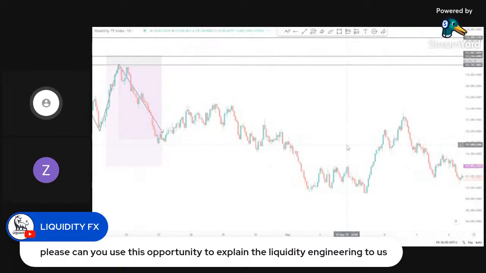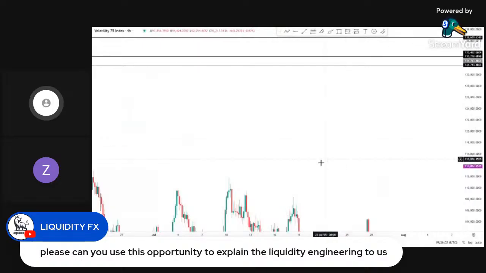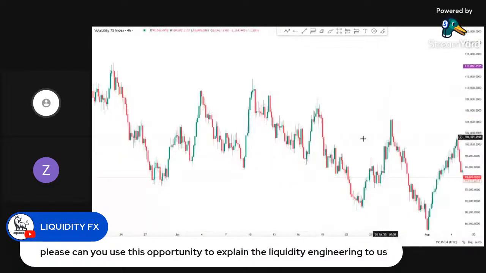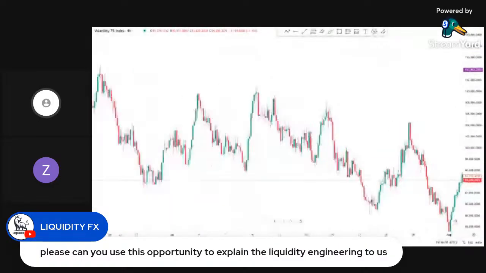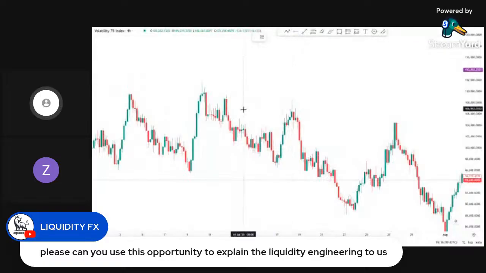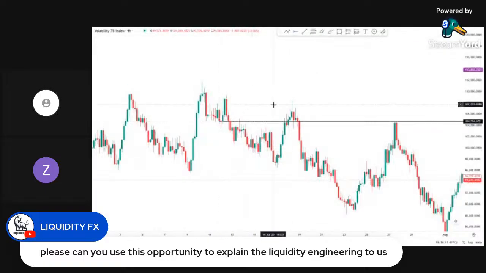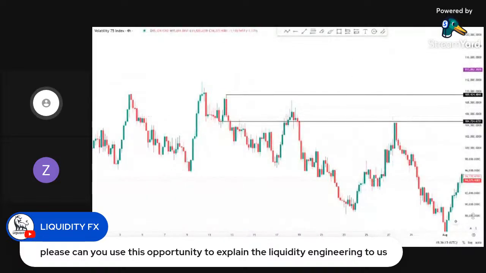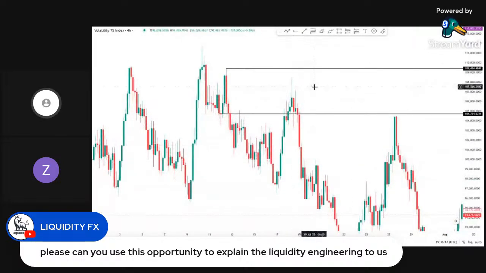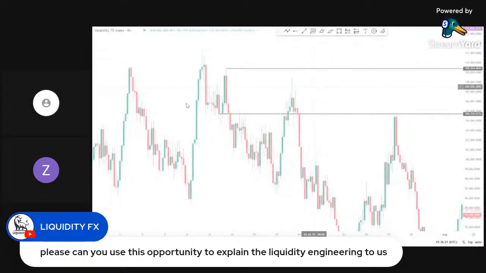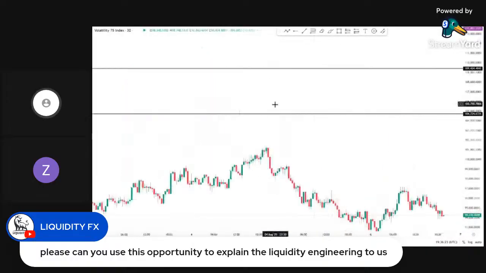Let me go for another example of liquidity engineering. Now, clearly we can see a clean validation, then invalidation. From here, clearly we can just see our liquidity engineering. Let me go to the 1 hour, 30 minutes time frame. Let me use the corresponding time frame to show you. So that's my validation, invalidation, right?